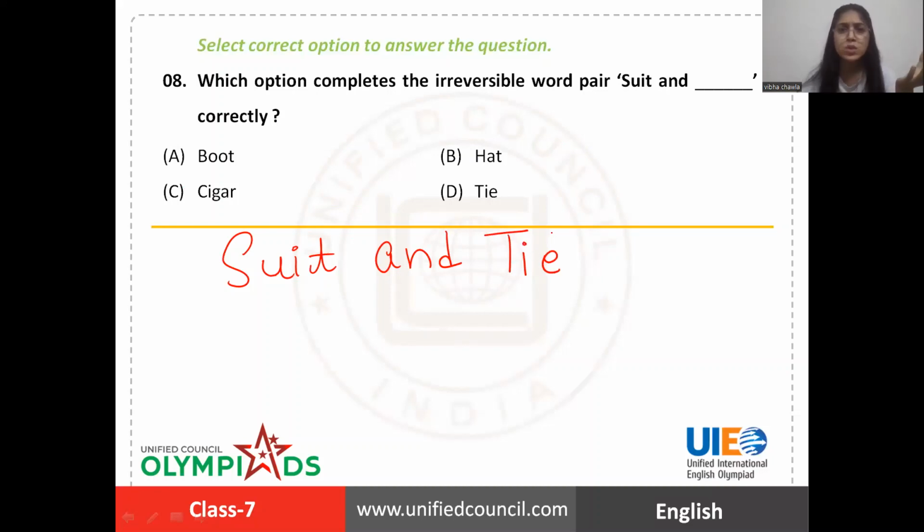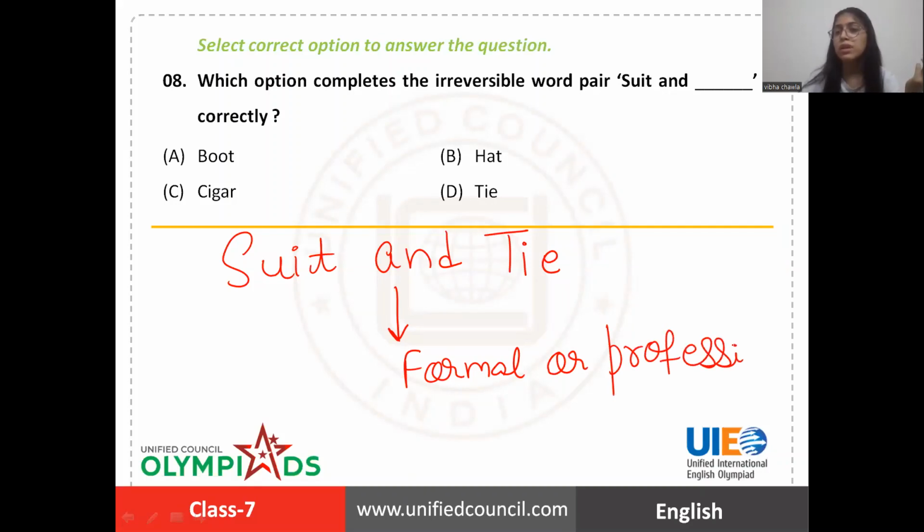And what does it suggest? When we say suit and tie, it's a slang basically. It suggests formal or professional. You see, whenever you must have seen professional people, whenever they go to office, they wear formals, right? For their profession, they wear formals. So suit and tie suggests the same, formal, professional. So definitely right answer is option D, tie, suit and tie.